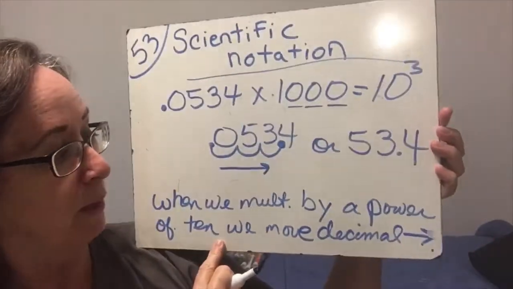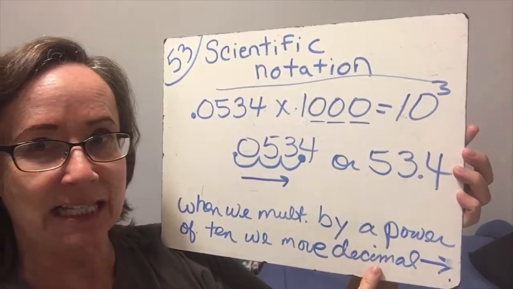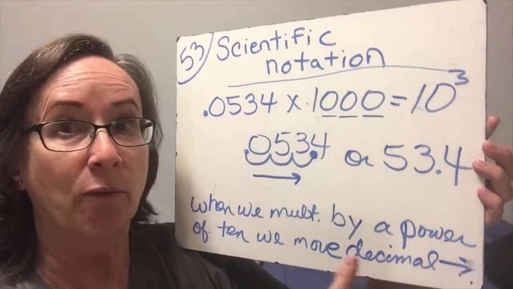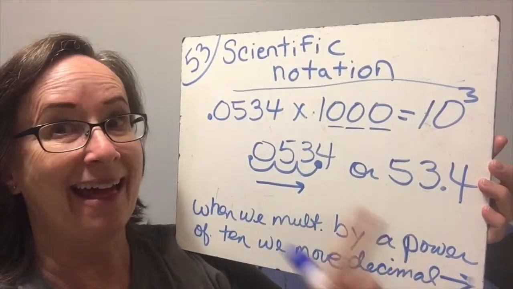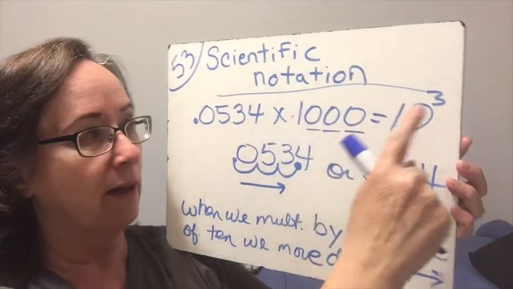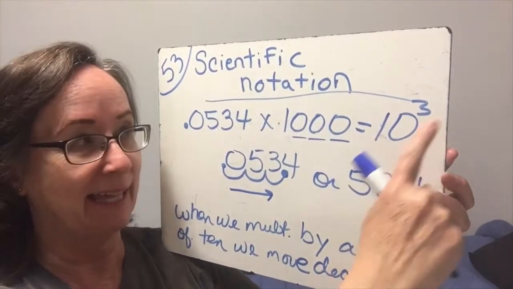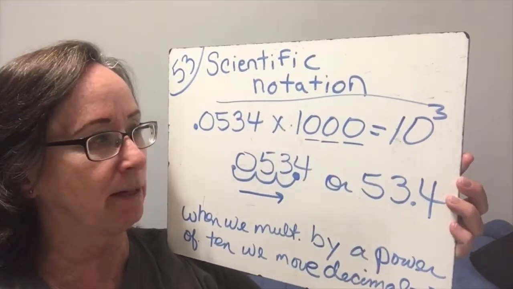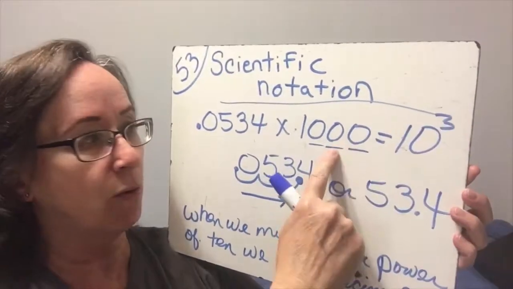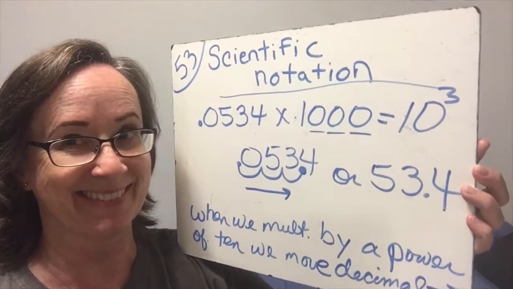It says, when we multiply by a power of 10, we move the decimal to the right, and I ran out of room, so let's finish it. We move the decimal to the right the number of zeros, or the power that is on the 10. Okay, the exponent, the number that's the exponent, that is 10 to the something, we move it that many spaces, or the number of zeros in the number in its standard form.